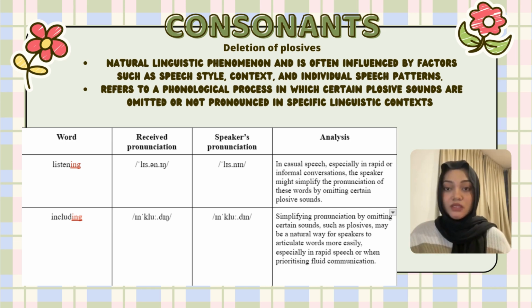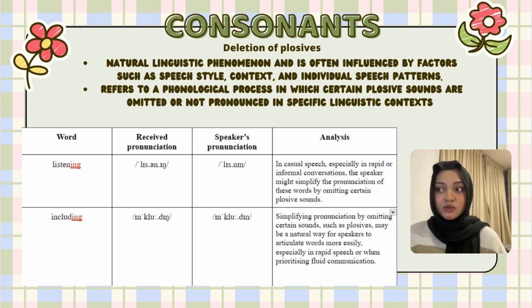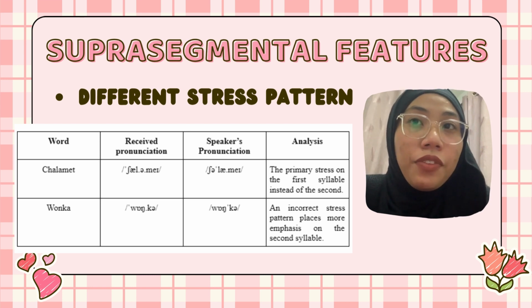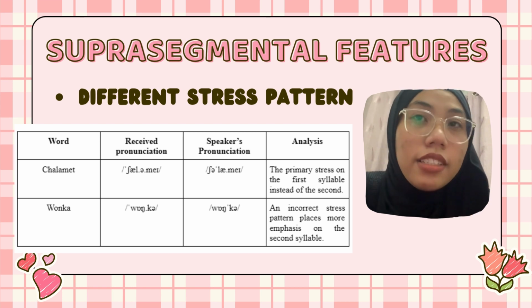So the pronunciation variation observed, such as the deletion of plosives in informal speech, can be attributed to several factors. Some of the factors are casual speech patterns, regional accents and dialects, social context, ease of articulation, and also individual speech habits. So next is suprasegmental features.